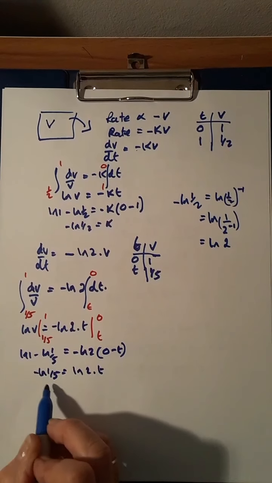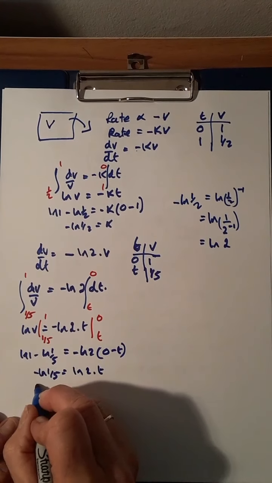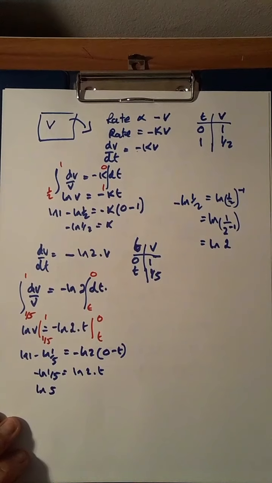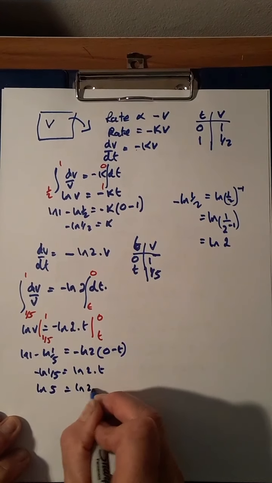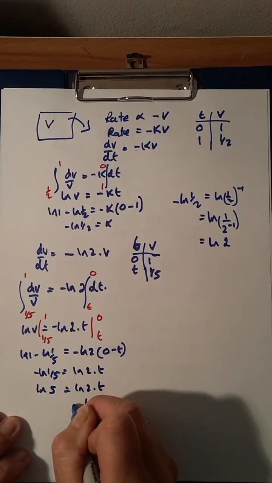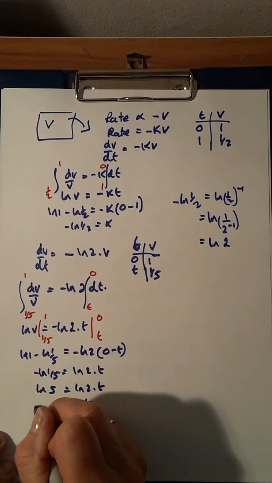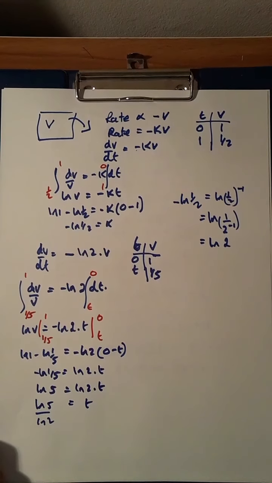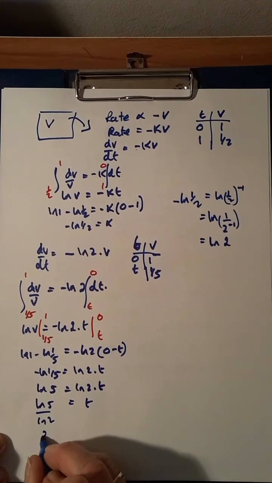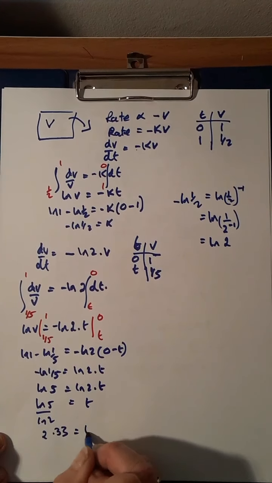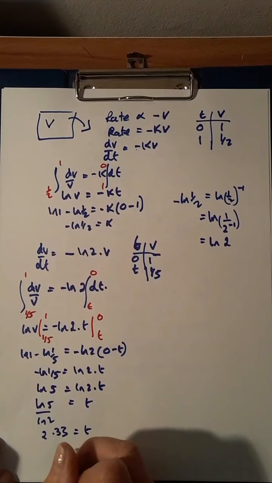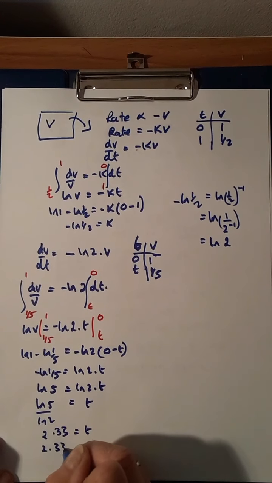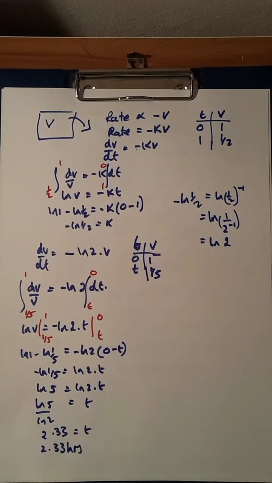Now remember, minus ln of 1/5 would be the same as ln of 5, which is equal to ln 2 times t. So t is equal to ln 5 over ln 2, and when you work that out, you get 2.33 for your time. And of course that's in hours, so 2.33 hours.